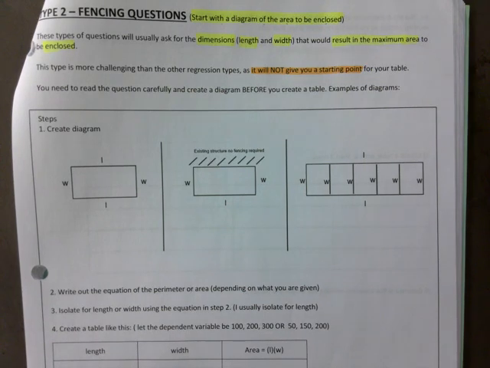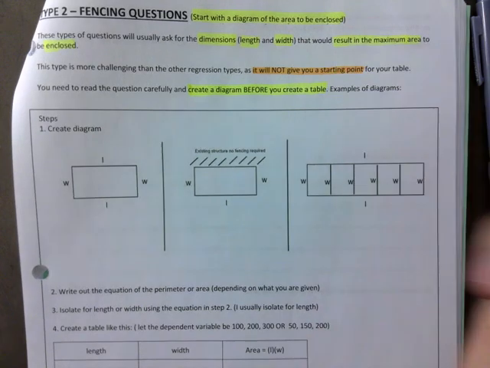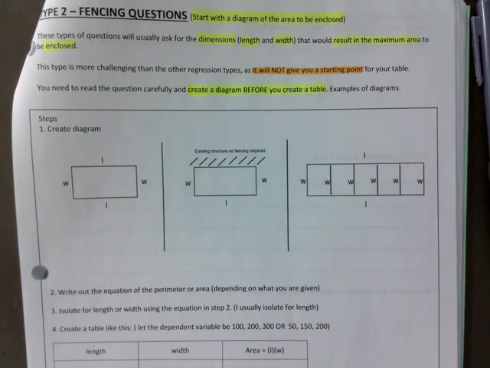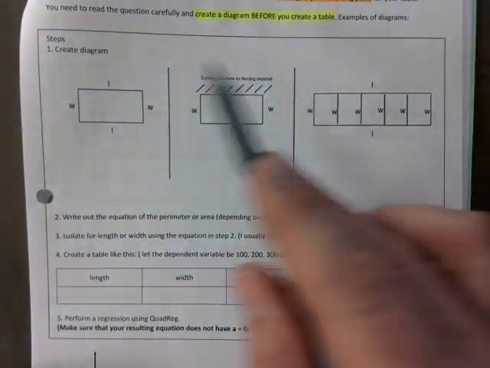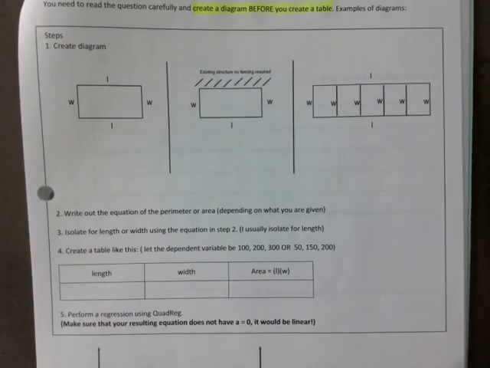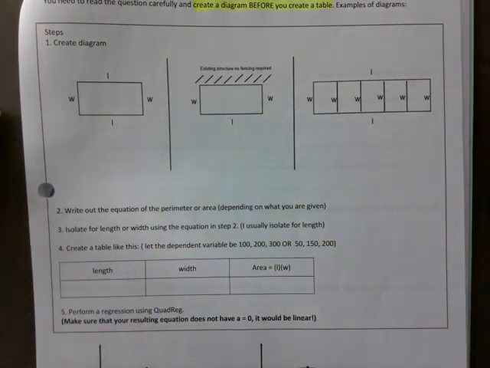Some students, if you don't have this on your study sheet, you're going to be like, I don't even know how to start. I'm going to skip this one, but don't, because you can do it. You need to read the question carefully and create a diagram before you create a table. Here are some examples of diagrams that you're going to possibly encounter. These are the steps boxed in here. If you follow these steps, you will be able to do it every single time. Create a diagram, okay?